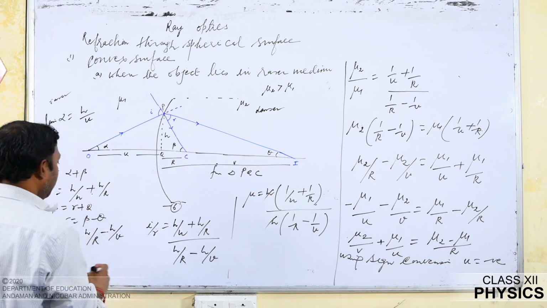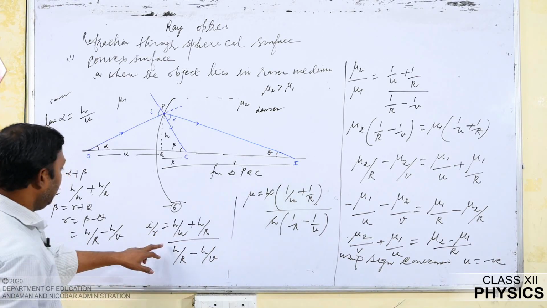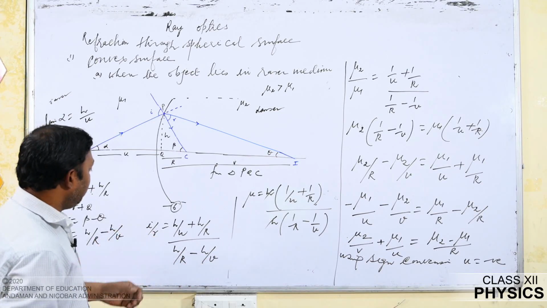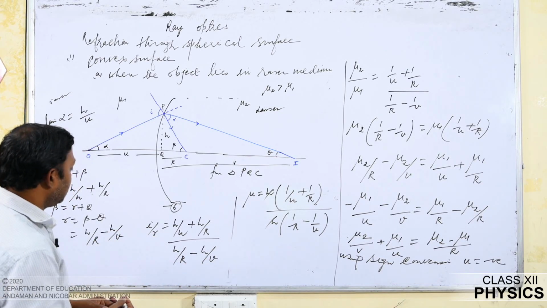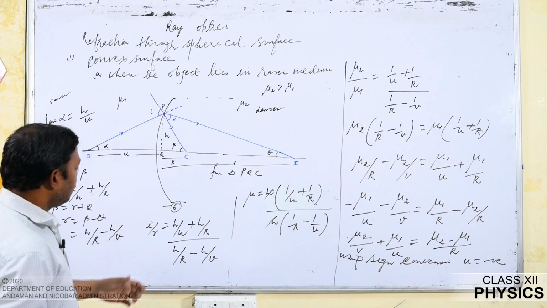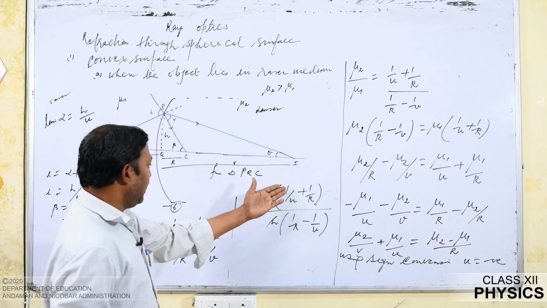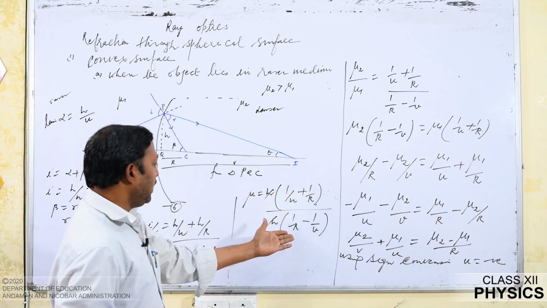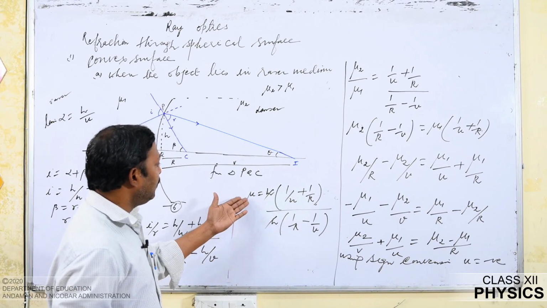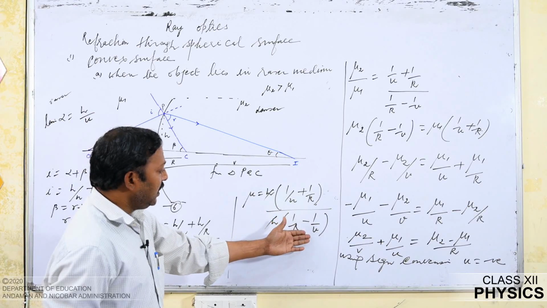So taking the ratios, i by r gives h by u plus h by r divided by h by r minus h by v. We know that i by r is nothing but mu according to Snell's law for small angles. So for i by r we can put mu, which is equal to h times (1 by u plus 1 by r) divided by h times (1 by r minus 1 by v). h gets cancelled out, finally we get mu is equal to (1 by u plus 1 by r) divided by (1 by r minus 1 by v).